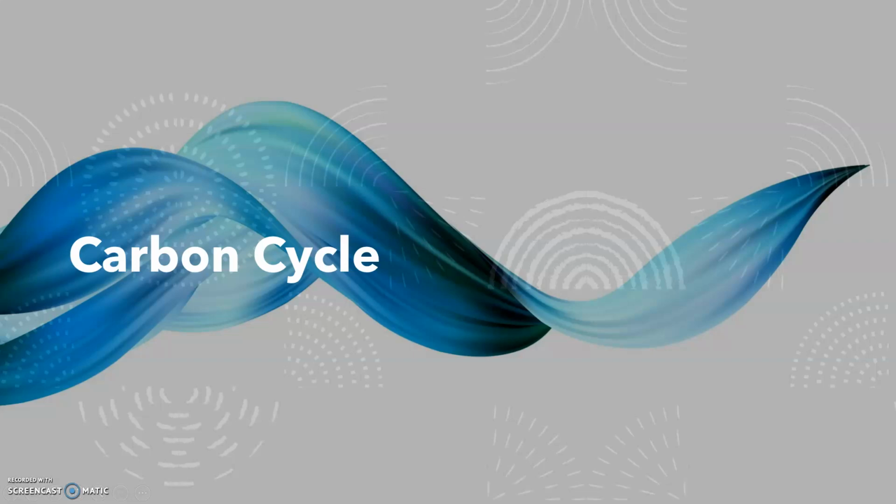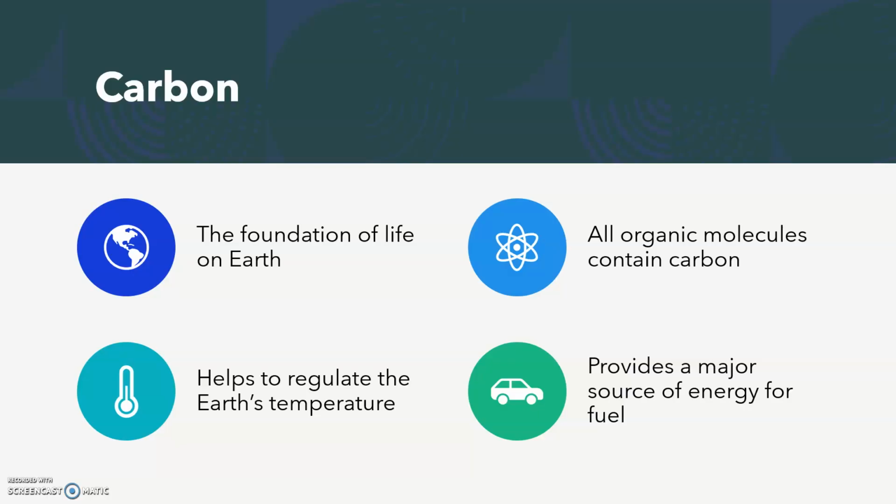The carbon cycle is the biogeochemical cycle where carbon travels through living organisms, the earth, and the atmosphere. Carbon is the foundation of life on Earth. All organic molecules contain carbon. Carbon helps to maintain the Earth's temperature. It also provides a major source of energy for fuel. Much of this comes from fossil fuels.